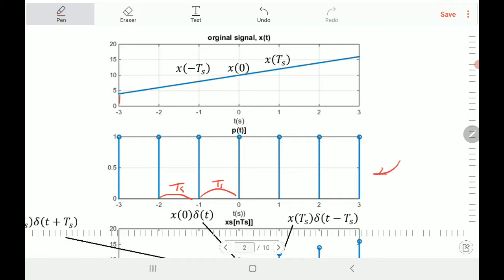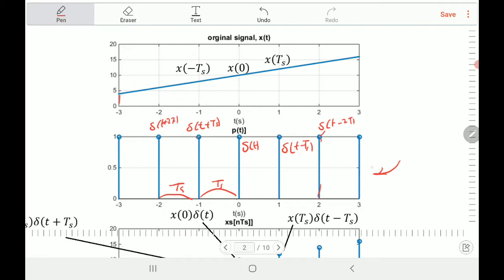And this is like delta. So this is delta t at t equals 0. And that's delta t minus Ts. And this one is delta t minus 2Ts, and so on. If you go here to the left, that will be delta t plus Ts. You move Ts every time, one time to the right, one time to the left, Ts, 2Ts, and so on.